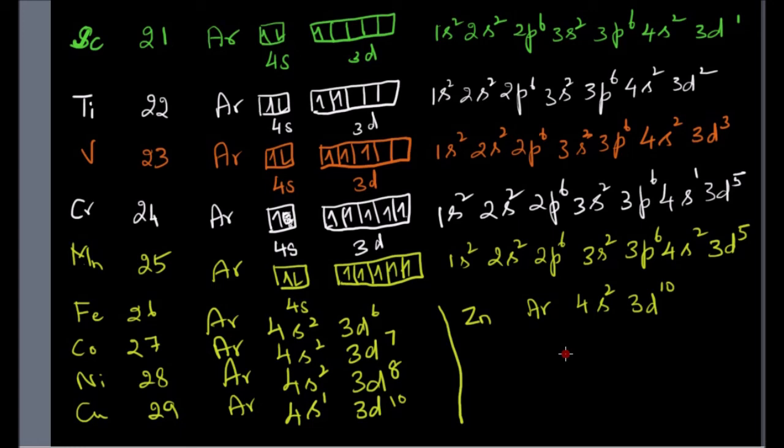So we write the configuration as 4s1 3d10, so that 4s is half filled, 3d is completely filled, leading to a state of higher stability. So chromium and copper have configurations which are not the same as you would expect as you write the electronic configuration just like the other elements. So you have to remember that. And zinc has the configuration argon 4s2 3d10. Here the 3d level is completed.